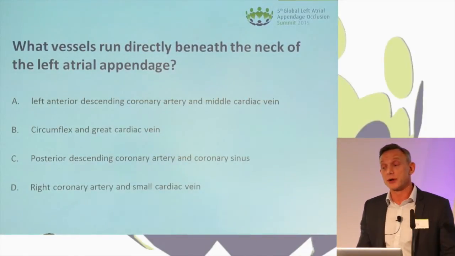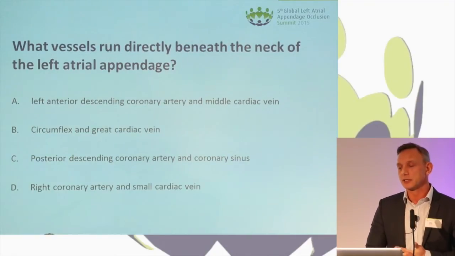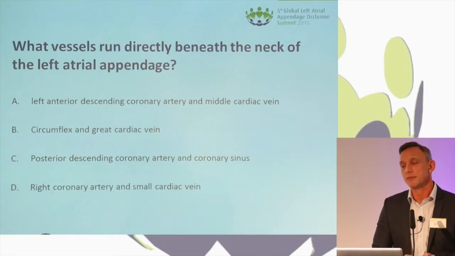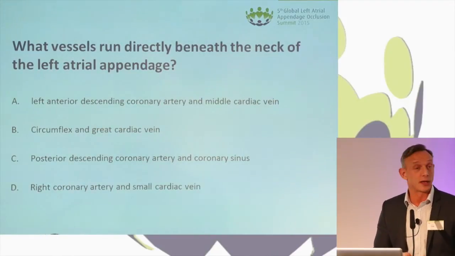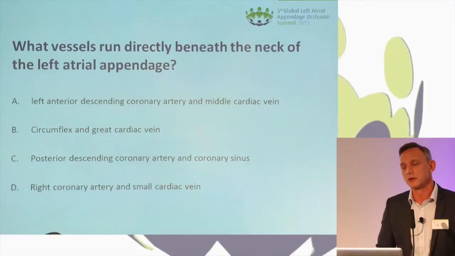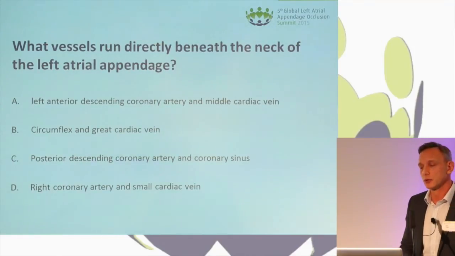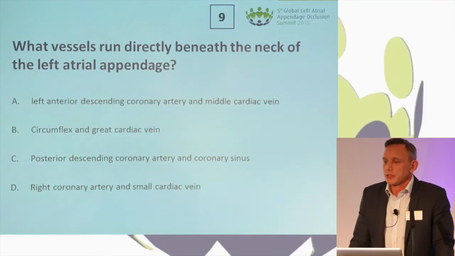Which are the vessels that run directly beneath the neck of the left atrial appendage? Is it the left anterior descending coronary artery and middle cardiac vein, number A? Is it the circumflex and the great cardiac vein, B? C, the posterior descending coronary artery and coronary sinus, or D, the right coronary artery and small cardiac vein? So if you'd like to vote on that, please.